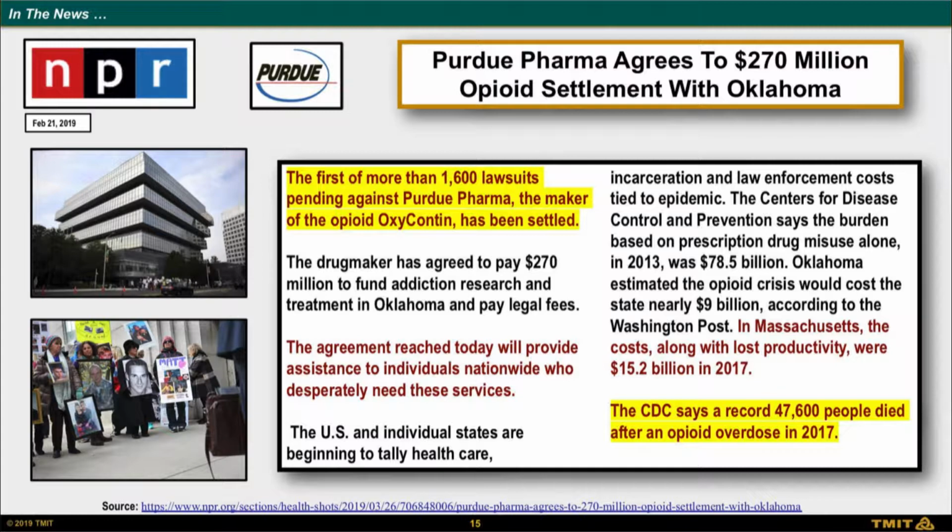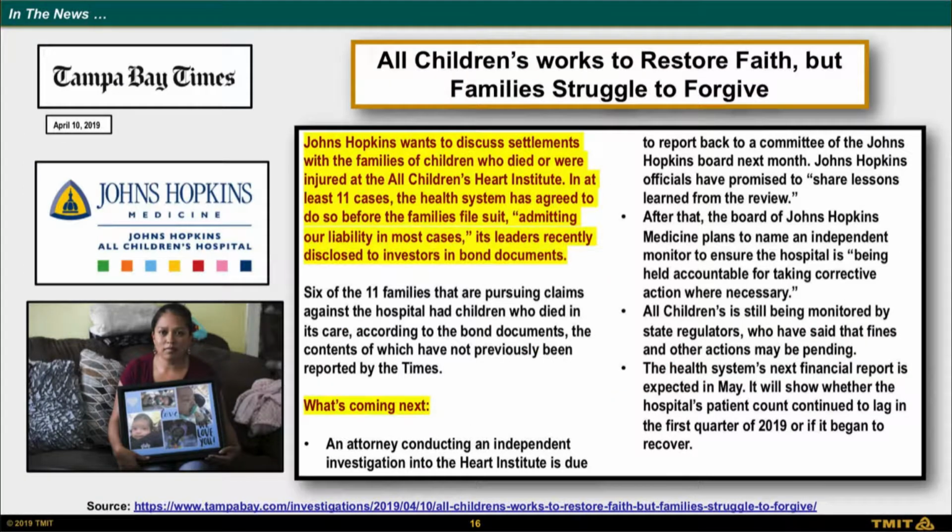NPR also addressed the $270 million opioid settlement in Oklahoma, and that this is the first of as many as 1,600 lawsuits focused on this. This is critical because this is such an important issue, but we also know that this kind of thing can be occurring in other areas of pharma.